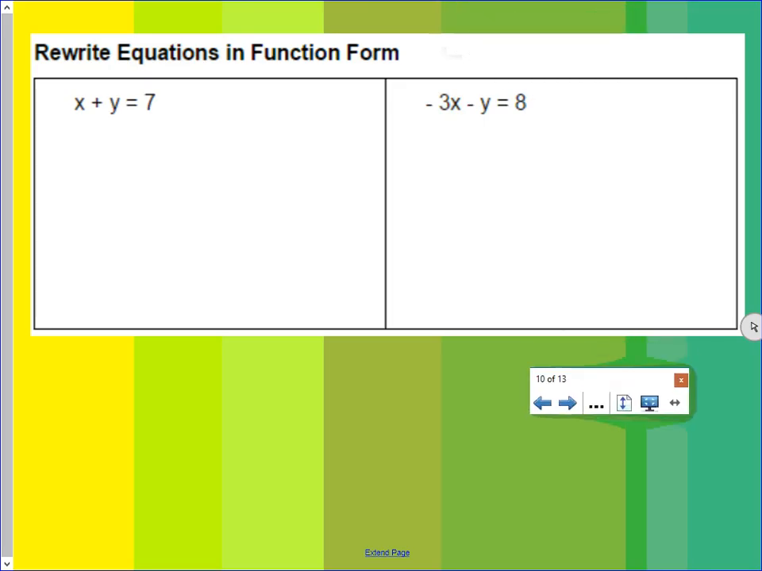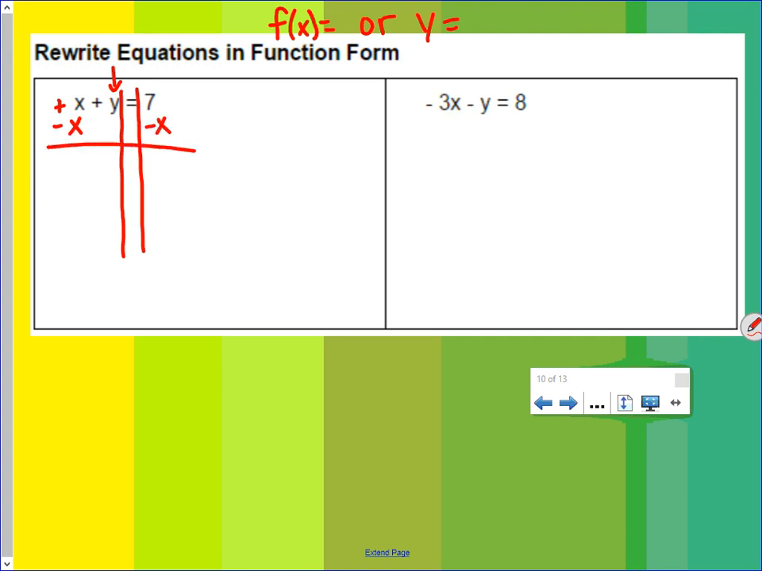Rewrite equations in function form. Remember, function form is f of x equals or y equals. So we want to solve for y. We want to get y all by itself, which means we need to move the x. Same way that we would move any number, do the opposite. x is positive, so we're going to undo that with a minus x on both sides. y equals 7 minus x. And that's your answer: y equals 7 minus x.